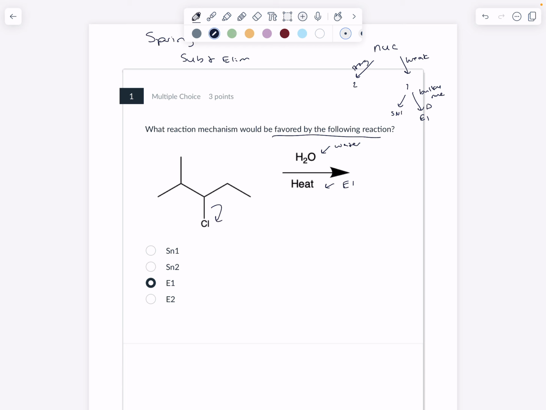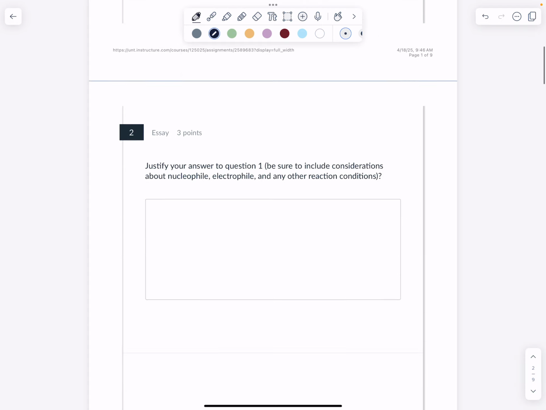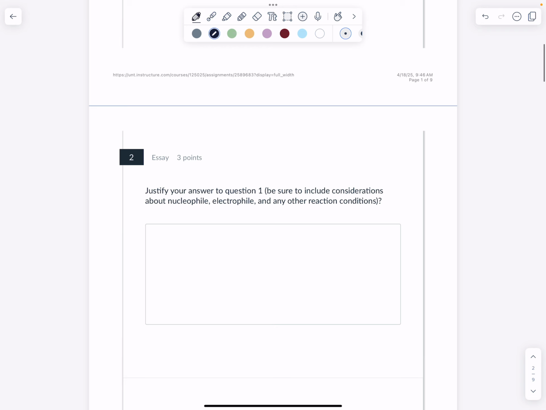So E1, an elimination reaction, so your leaving group would leave. Oh, I guess we don't have to go through the whole mechanism. So that's how I would get to E1. Oh, there we go. Justify your answer to question 1. Be sure to include considerations about nucleophile, electrophile, and any other reaction condition.